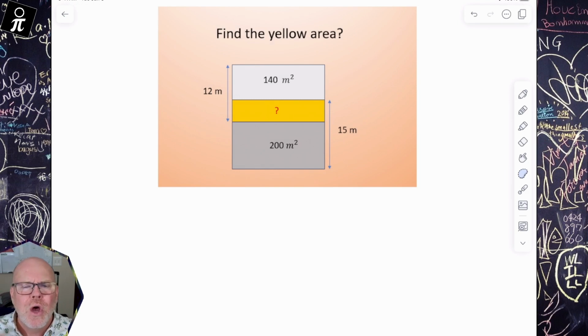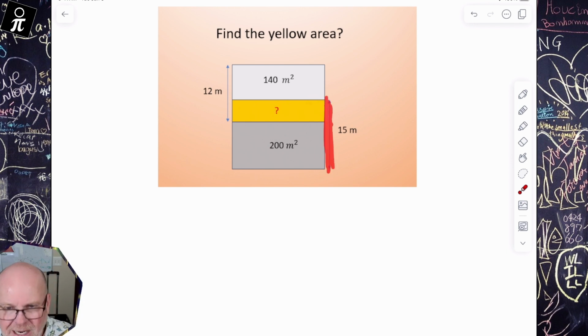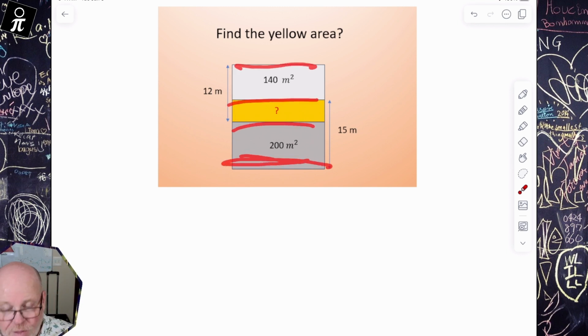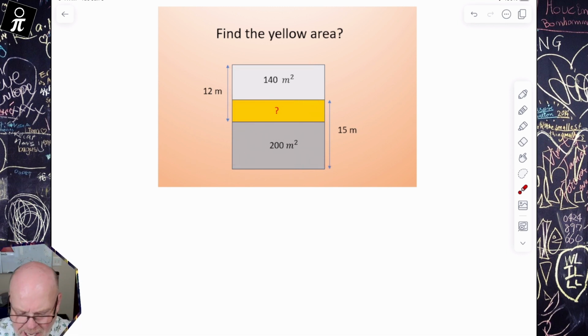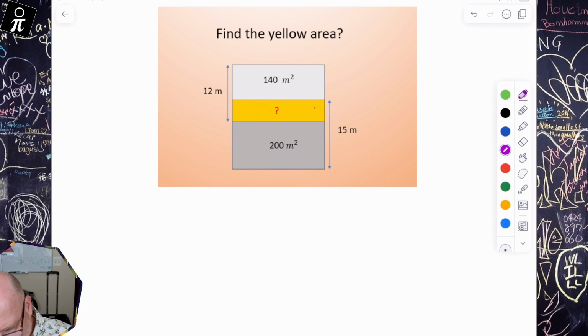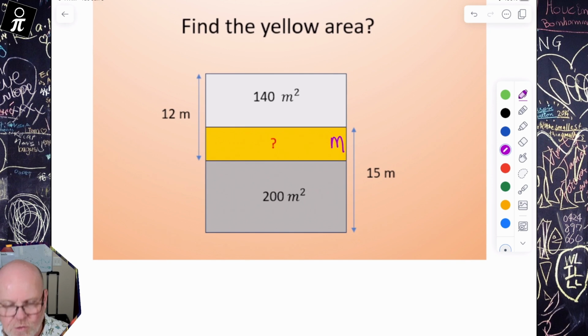All right, so we're supposed to find the area of the yellow piece right there. We know that this combined height right there is 15. We know this combined height is 12. We don't know the width, but it's going to be a common width for all three rectangles. And so let's just call this little thing M right there. So I'm going to zoom in there. And I don't know what this length is, so let's call it X.